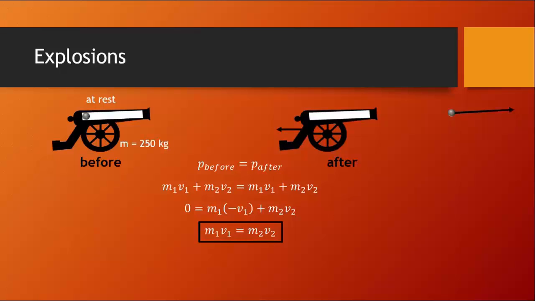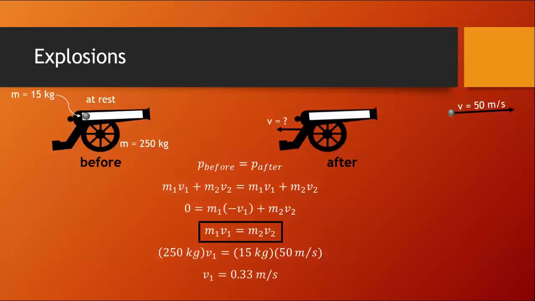Let's say that the cannon has a mass of 250 kilograms, the cannonball has a mass of 15 kilograms, and after the explosion, the cannonball is moving 50 meters per second. What's the final velocity of the cannon? All we have to do is plug those numbers in. 250 kilograms times v1 equals 15 kilograms times 50 meters per second. And when we do some algebra, we find that the velocity of the cannon is 0.33 meters per second. That's what we call the recoil velocity.